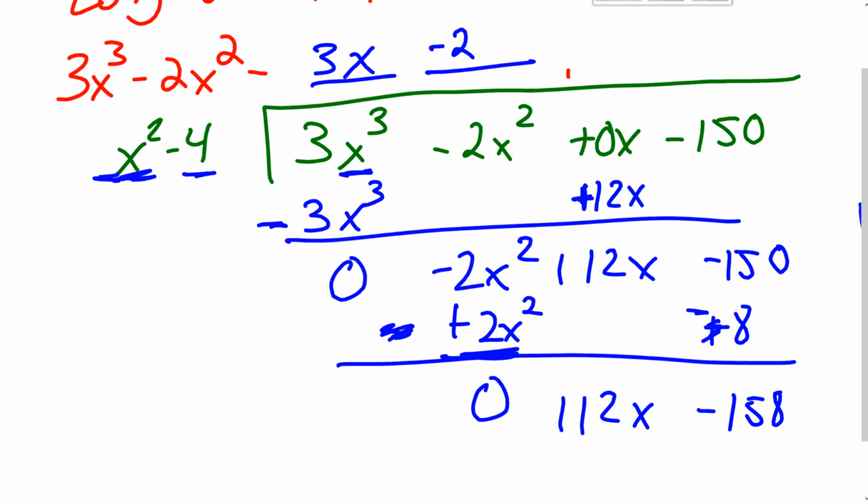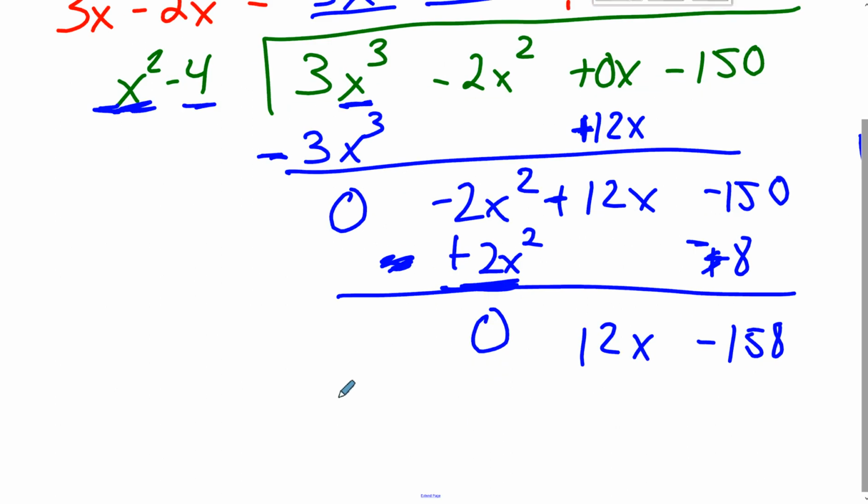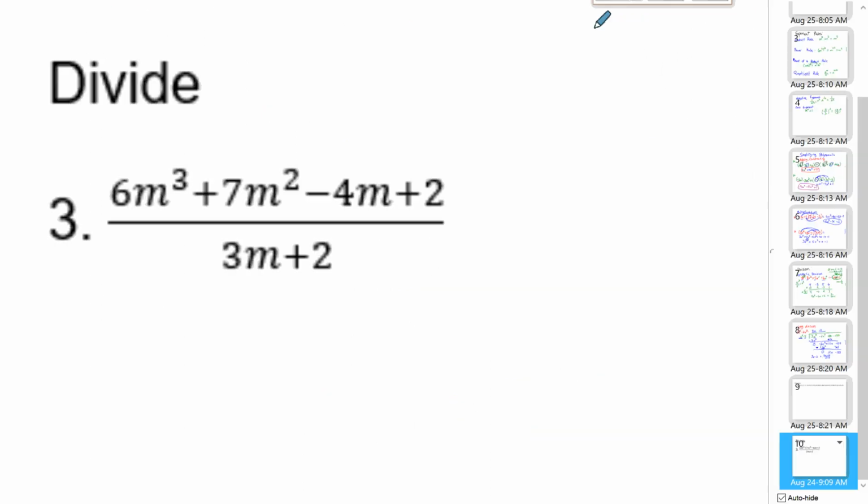And you're probably confused of why I have 112 here. That was because this was supposed to be an add. So it's just supposed to be 12x. So there's my remainder. So my answer to this is 3x minus 2 with the remainder of 12x minus 158 all over what I'm dividing by, x squared minus 4.